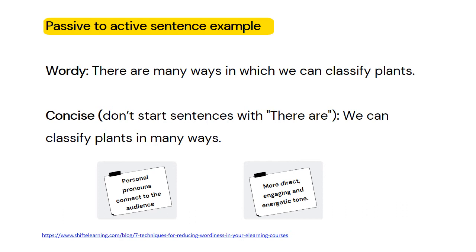This is an example of a sentence that has been changed from passive to active form. If you write, there are many ways in which we can classify plants, it is a very formal tone, but it is also very wordy and distances the reader from the content. If it changes to we can classify plants in many ways, using a personal pronoun helps connect to the audience. It is more direct, engaging, and energetic in tone.